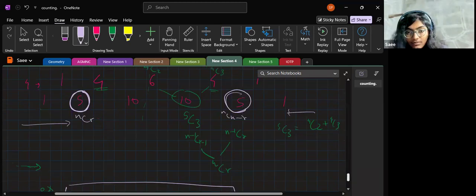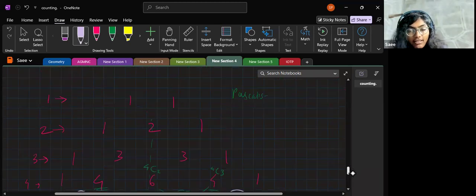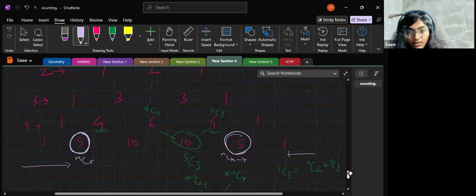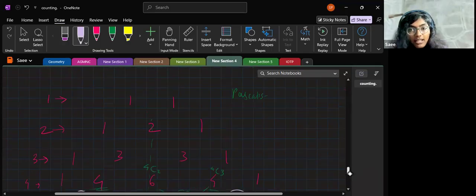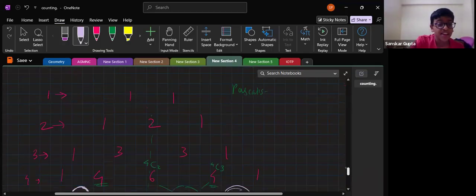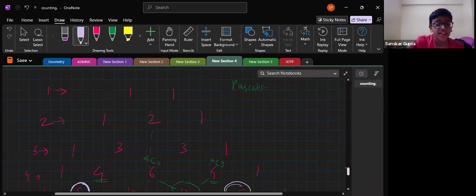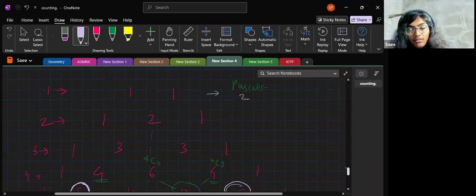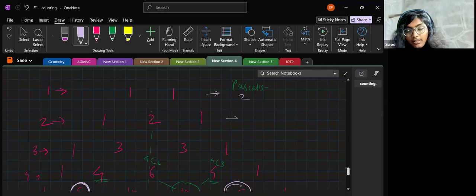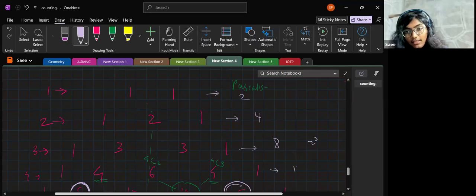What were we doing? Yes, we were doing this. You guys have any more observations to make in this? Just a quick sanity check again. If you add up the things, 1 plus 1 is 2. 1 plus 2 plus 1 is 4. 1 plus 3 plus 3 plus 1 is 8. So it does make sense. It's like 2 cubed. 1 4 6 4 1 sums to 16, which is 2 to the 4.